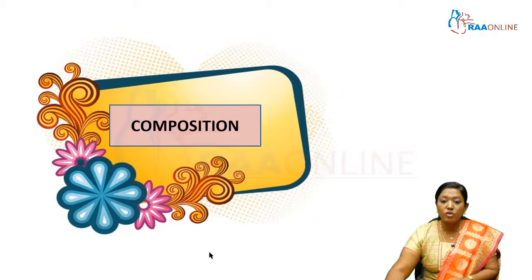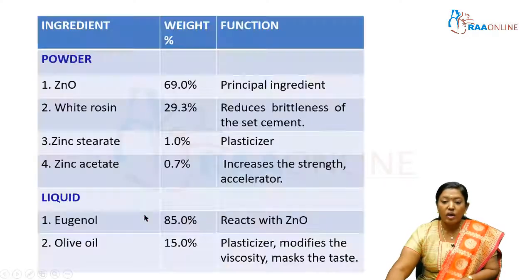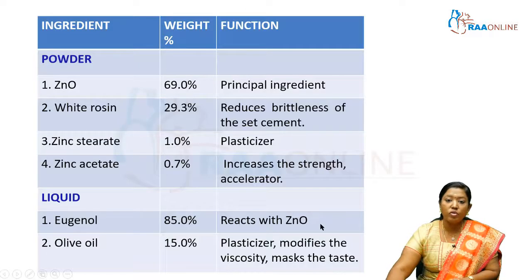Coming to the composition of zinc oxide eugenol. Any cement, as I already told you, you have to learn in this tabular column format. First the ingredient, that is the content, then the weight percentage of each ingredient and the function. First we will see the contents of the powder, then the contents of the liquid. In the powder, the main component is zinc oxide, ZnO, and the percentage is around 69%.